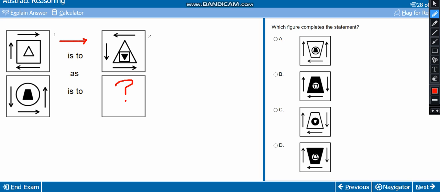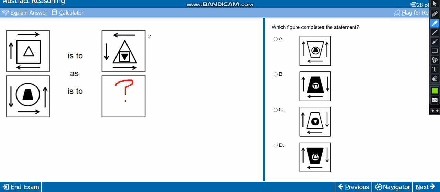And as with many UCAT abstract reasoning questions, in order to answer this question, we need to assess two different patterns going on at the same time. Firstly, we have this arrow pattern happening on the outside edge of the square, and then we have this inside pattern happening in these inner shapes within the square.